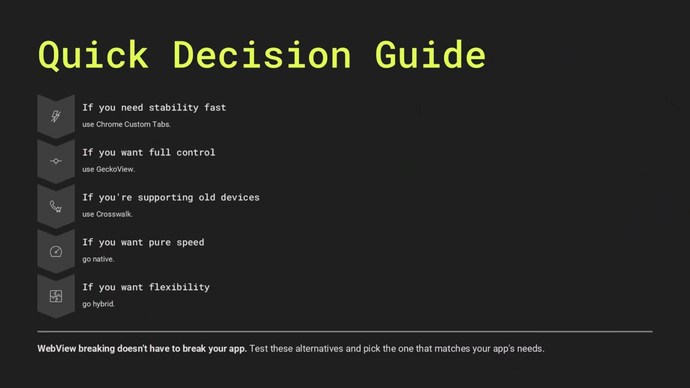If you need stability fast, use Chrome Custom Tabs. If you want full control, use GeckoView. If you're supporting old devices, use Crosswalk. If you want pure speed, go native. If you want flexibility, go hybrid. WebView breaking doesn't have to break your app. Test these alternatives and pick the one that matches your app's needs.